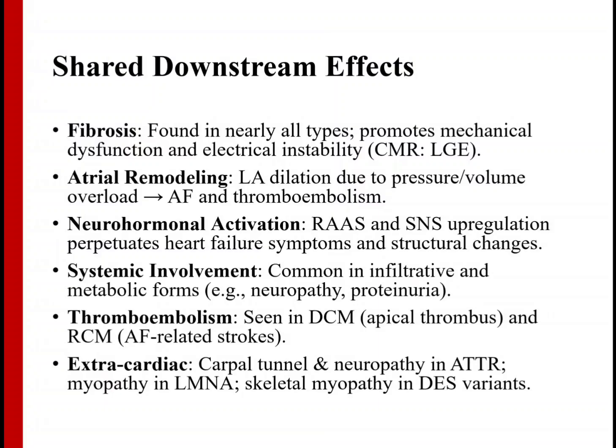they become chronically activated, especially in dilated cardiomyopathy, and this perpetuates volume overload, vasoconstriction, and adverse remodeling. In some phenotypes, there might also be systemic involvement, especially in infiltrative and genetic subtypes. For example, amyloidosis cardiomyopathy can also present with neuropathy, proteinuria, carpal tunnel syndrome. LMNA mutations can lead to skeletal myopathy. Fabry disease can lead to angiokeratomas and GI symptoms.